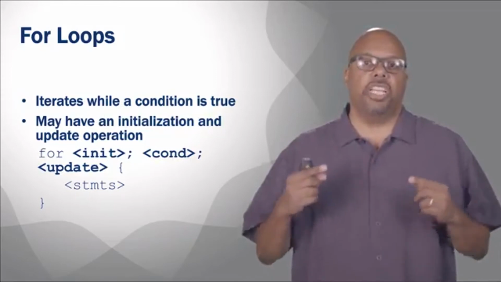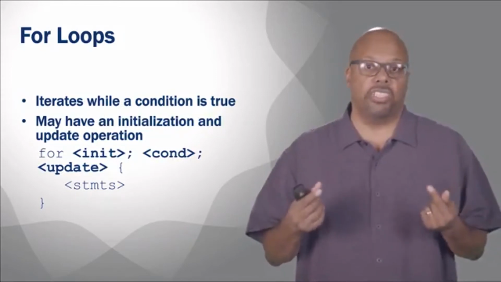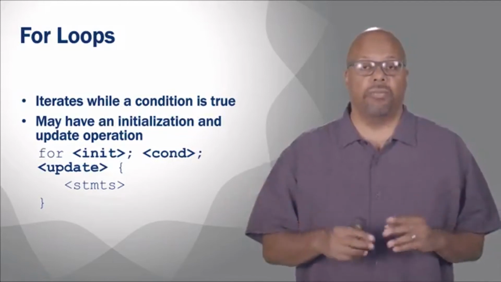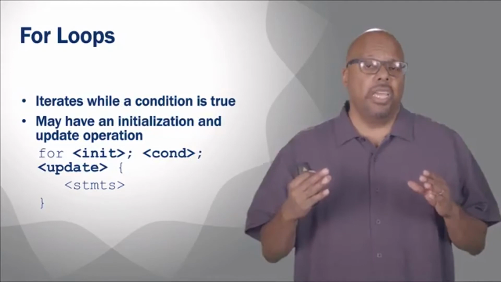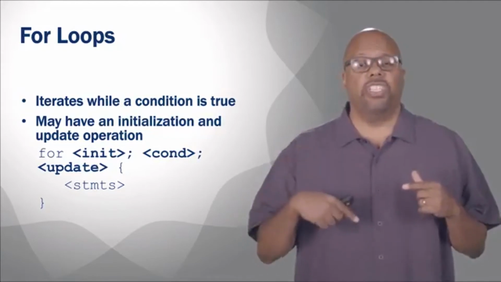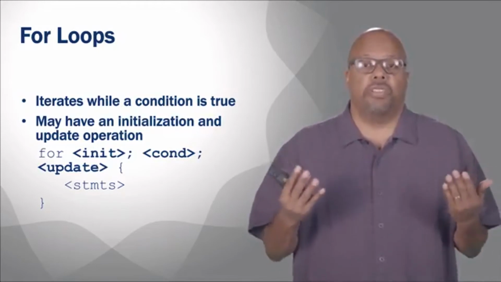So that condition is a termination condition. It determines when you stop executing this loop, because as soon as that condition is not true, you skip the loop and you're done. Now the update, that third block there, is what is executed at the end of each iteration, and it's used to update some element of the state.